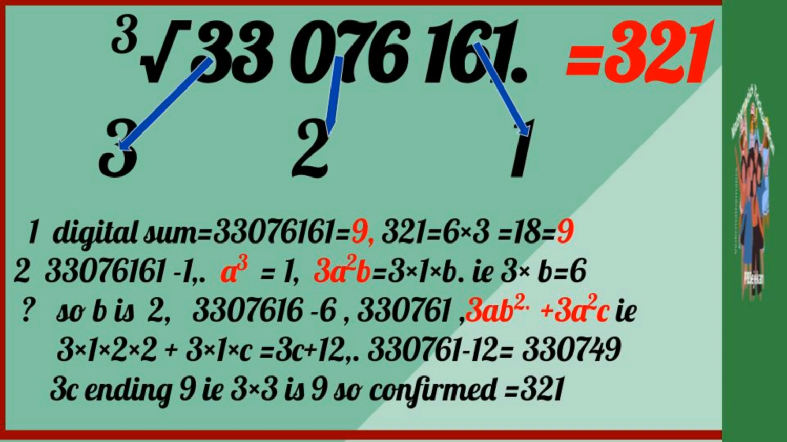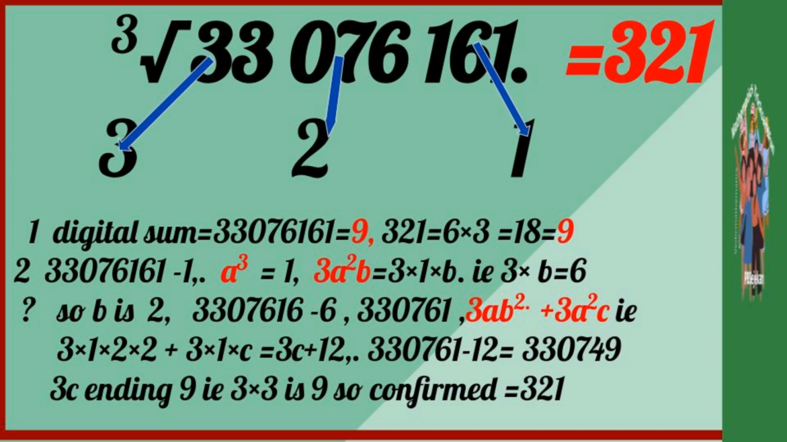We can confirm this by 2 methods. First, by proceeding further, deduct 6 as earlier. Now 3ab squared and 3a squared c, that is 3 into 1 into 2 into 2 equals 12, and 3 into 1 into c, 3c. So 3c plus 12, deducting 12 gives 9 as the end digit. Now the digit which on multiplying with 3 gives 9 is 3. 3 threes are 9. So the answer is confirmed, 321.